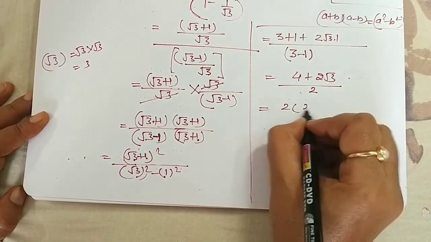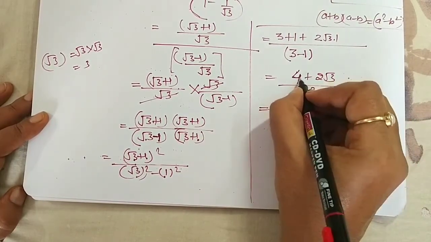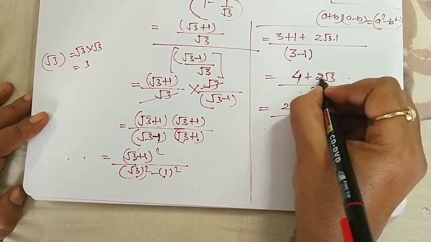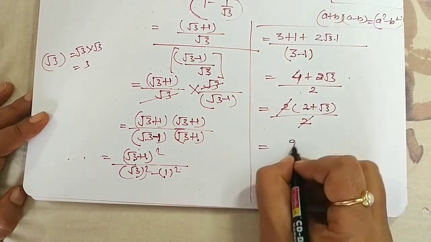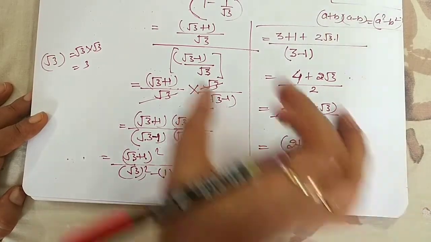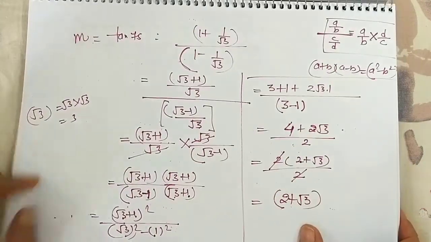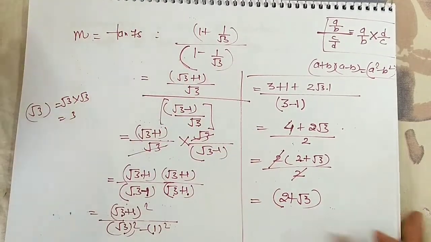Can I take 2 common? So it is 2 into (2 plus root 3) by 2. Here I am taking 2 common, so 2 2s are 4, 2 is out, so what is left is root 3. This 2 and 2 cancel. So I am getting 2 plus root 3. So I am getting tan 75 is this. So till here I am able to get my slope.